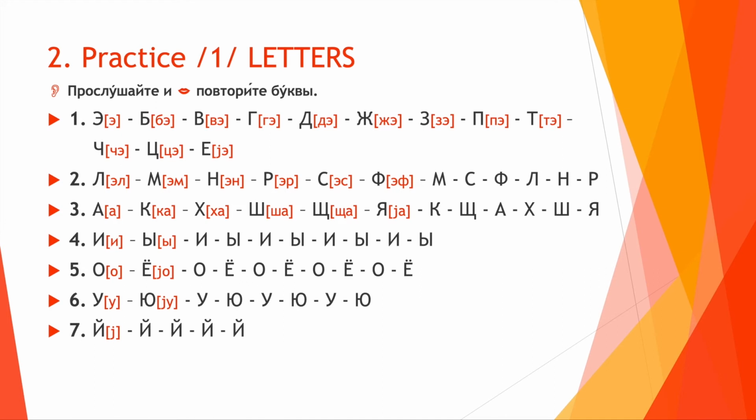Okay, line number 1. E, B, V, G, D, Ž, Z, P, T, Č, C, Y. As you can see, all of those letters consist of the sound E, right? All right, let's do it again.